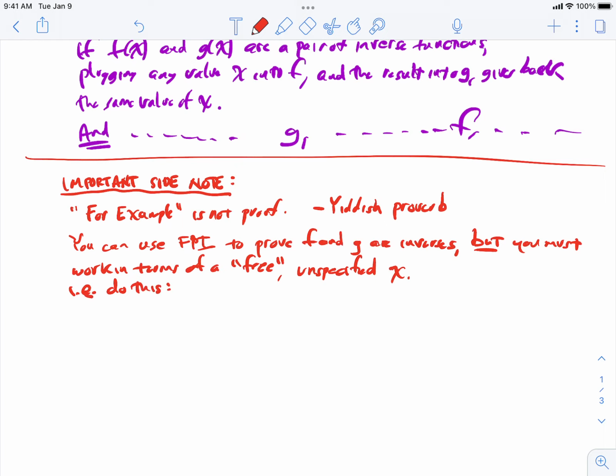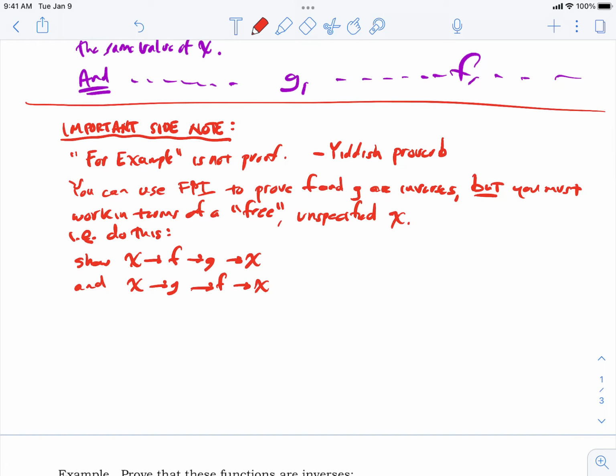What are you trying to tell me to do here? I'm trying to tell you to do this. Show that when you plug x into f and the result goes into g, you get back x, and when x goes into g and then the result goes into f, you get back x. By the way, haven't we seen this kind of a thing before? Let's look at this in the opposite direction. This is kind of like saying if you plug x into f, that's what this means, right? If I plug the result into g, well, that's what this means, right? I'll get back my x.